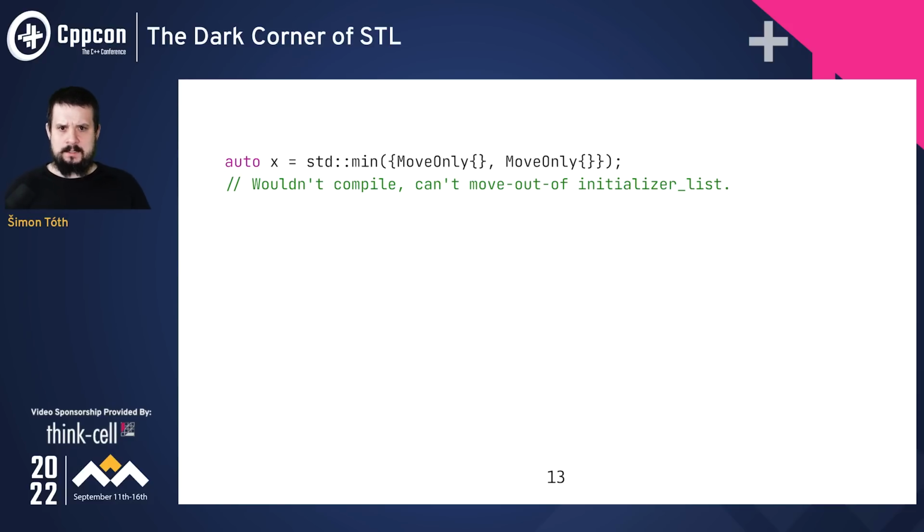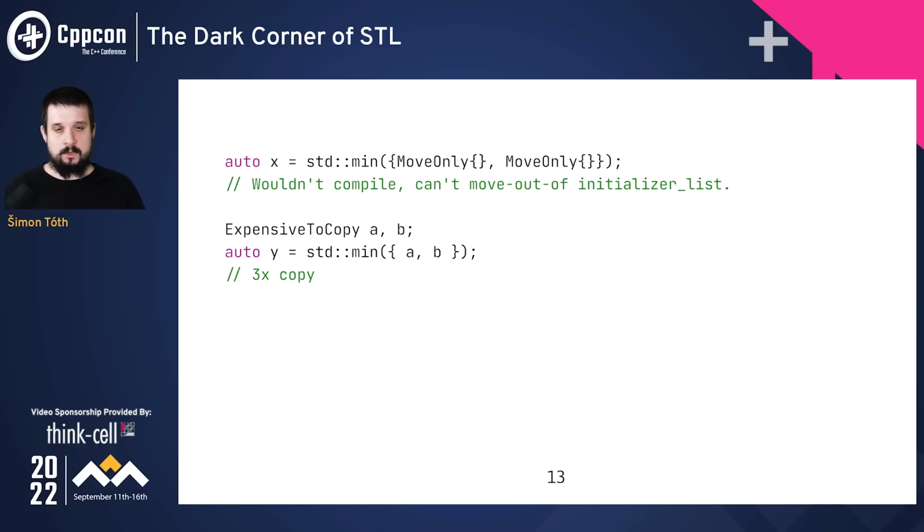Well, okay, that's a little bit exotic, so let's look a bit further. It also unfortunately means that if you have types that are expensive to copy, well, then you will be paying a lot for the copies. Because if we simply call standard min using an initializer list, we incur 3 copies. The 2 copies are the initialization from A and B, and then the third copy is the actual return.